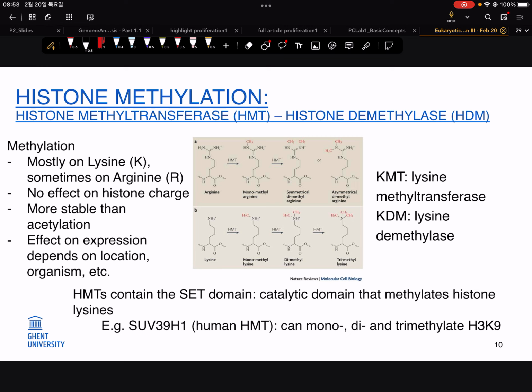Because not only lysine can be methylated, sometimes also arginine is methylated. So here you see what happens if lysine is methylated, and you will see that it's not necessarily one methyl group. It can be 1, it can be 2, or it can be 3. So monomethyl lysine exists, but also dimethyl lysine and trimethyl lysine. All mediated by histone methyltransferase.